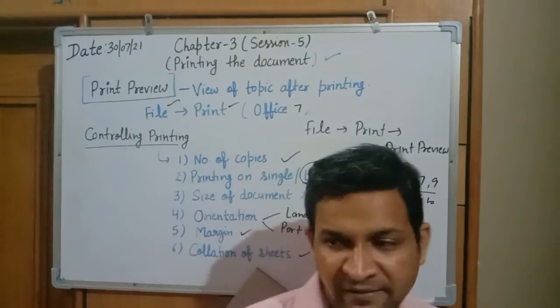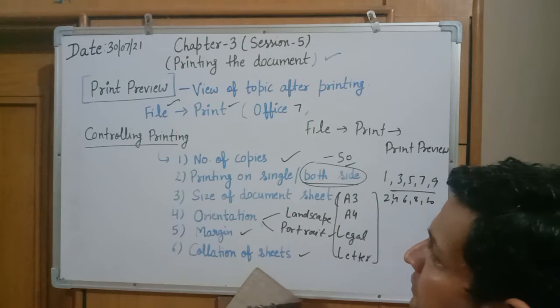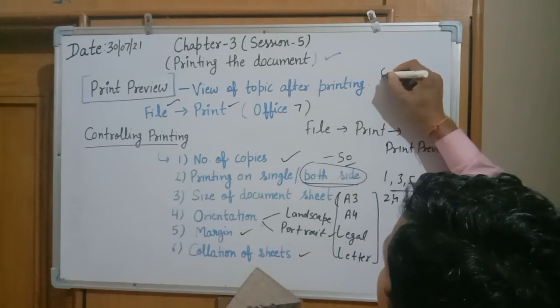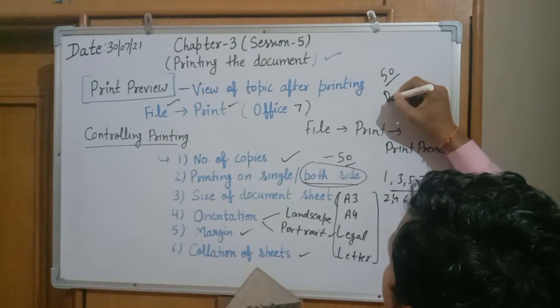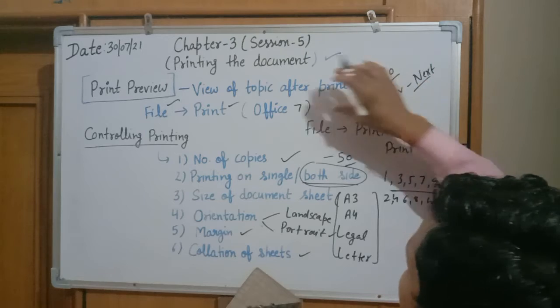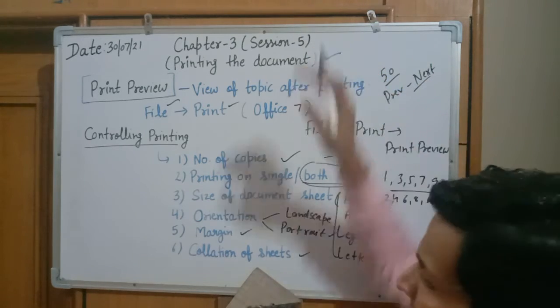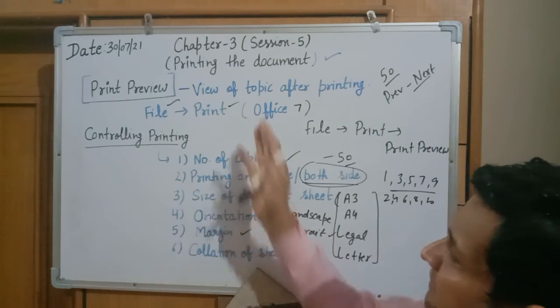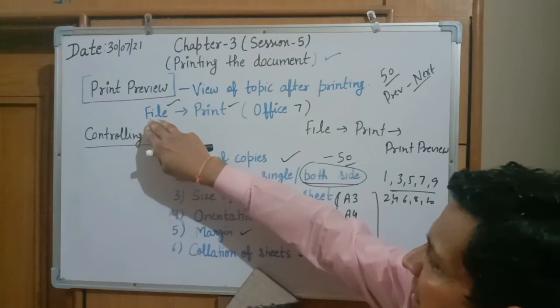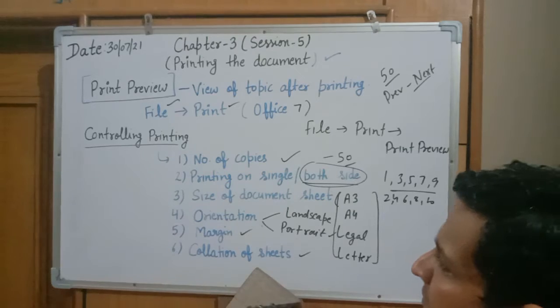So in this topic we have covered till now what is print preview. Print preview will provide the whole view of the document. Suppose we have 50 pages, we can use the previous and next options to see the next or previous page. It is the view before printing, showing how the document will be displayed after printing. And it can be used by clicking on the file option and then print.